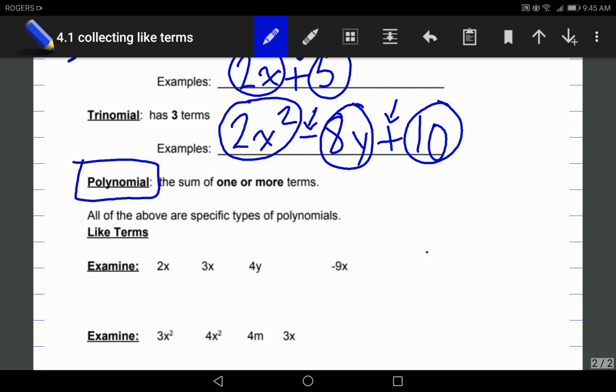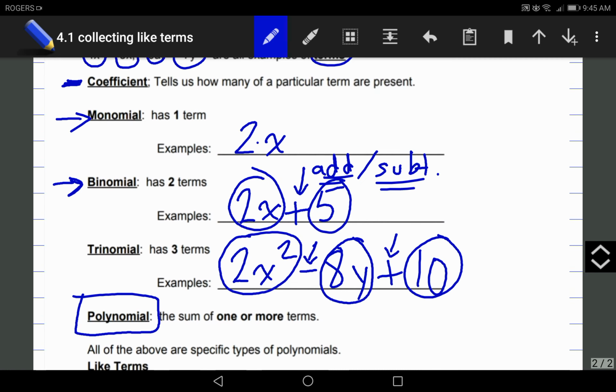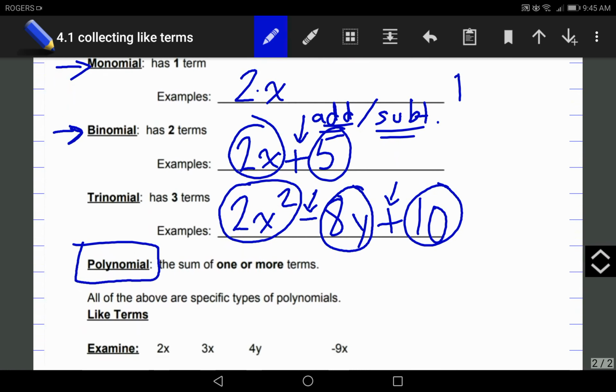Okay, now I should explain to you what is the difference between an expression and an equation. So expression versus equation.